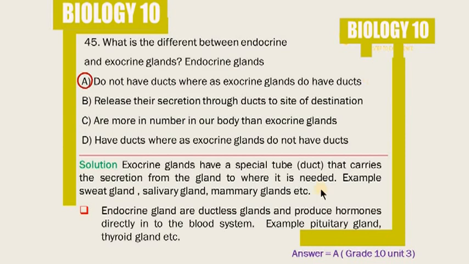Exocrine glands have special tubes known as ducts. These carry secretions from the gland to where it is needed. For example, the sweat glands, salivary glands, or mammary glands. Endocrine glands are ductless glands. They produce hormones directly into the blood system. For example, pituitary gland and thyroid gland.